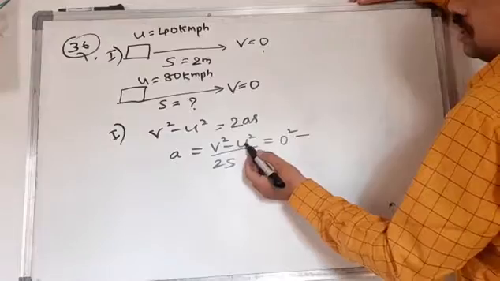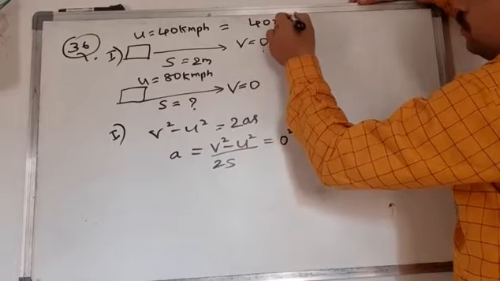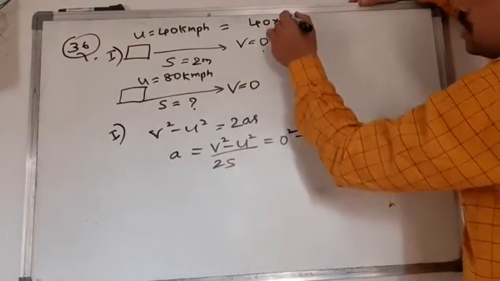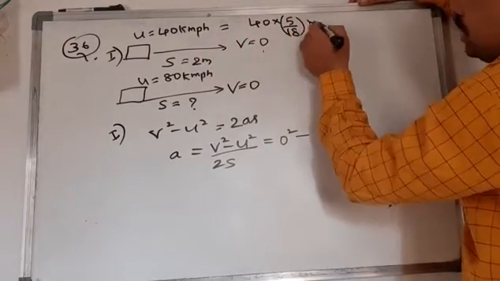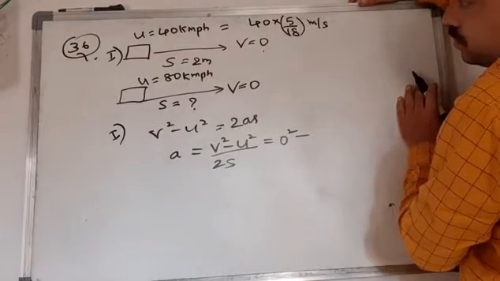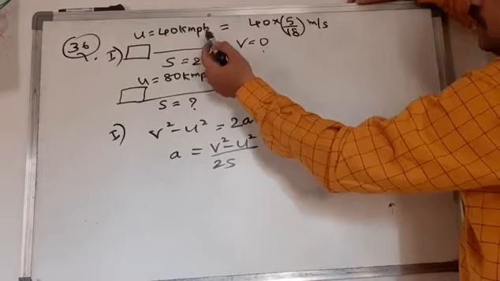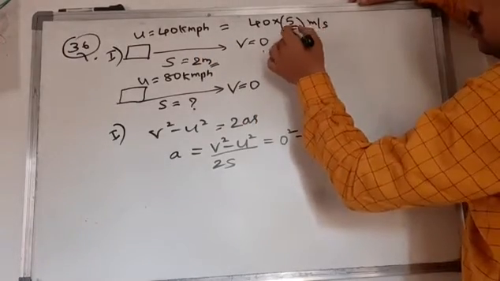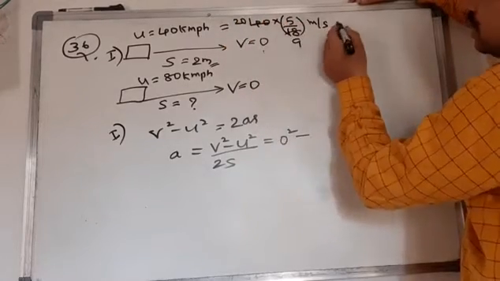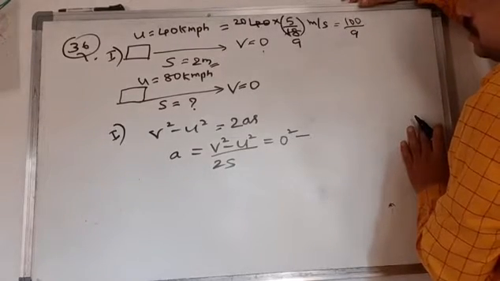minus u square, which is 40. 40 can be written as 40 into 5 by 18. Why 5 by 18? Because I am converting kilometer per hour to meter per second. The distance is in meters, so I converted kilometer per hour to meter per second. To get this, 2 9s are 18, 2 20s are 40, 25s are 100, so 100 by 9 you will get, right?